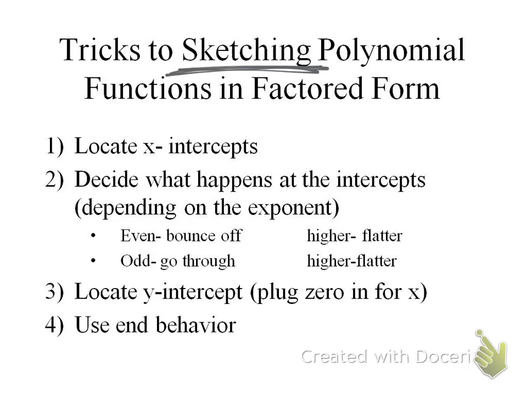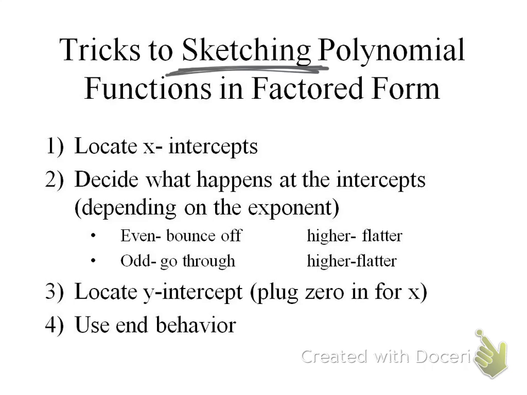If your exponent with the factor is odd, it's going to go through. And again, the higher, the flatter. So you've seen when we graph something with an x to the third, it kind of is like a squiggle. That's what we're talking about here. If it was an x to the fifth, it'd be even flatter, and so on.